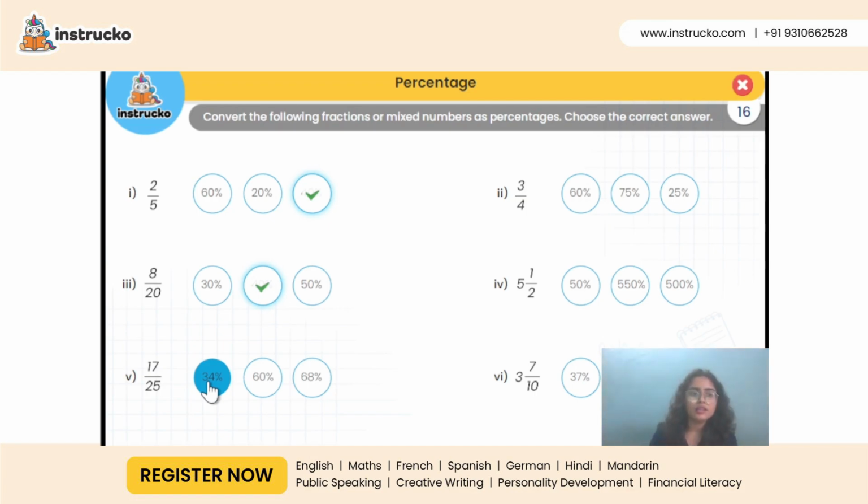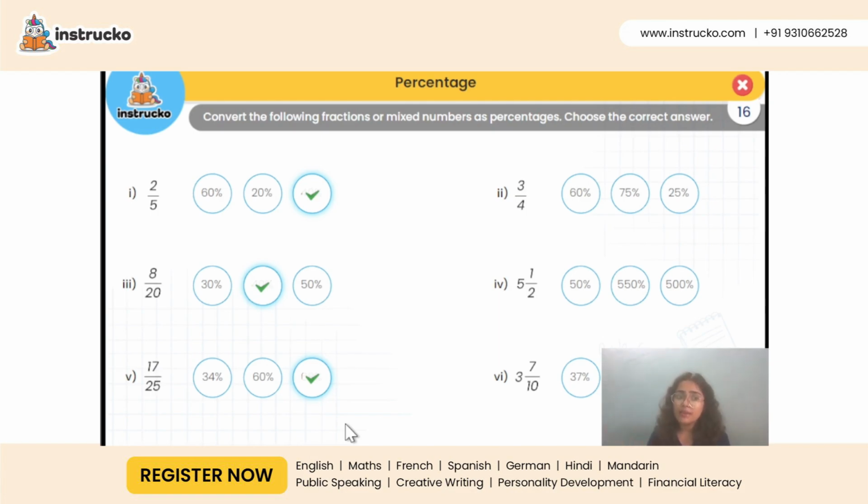Okay, is your answer 68%? If yes, congratulations. If not, I will tell you how to do this one. So 17 by 25, you have to find a 100 equivalent of the denominator. So you multiply 25 by 4. That way you will get 100 in the denominator. Now similarly, since you multiply the denominator by 4, you will also have to multiply the numerator by 4.